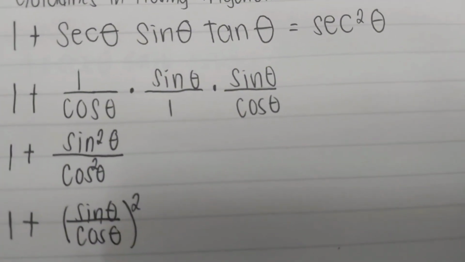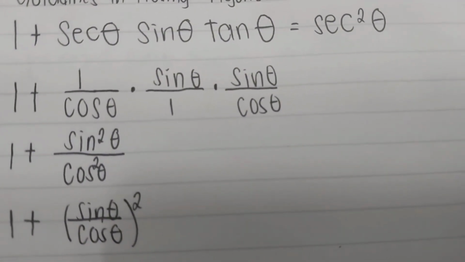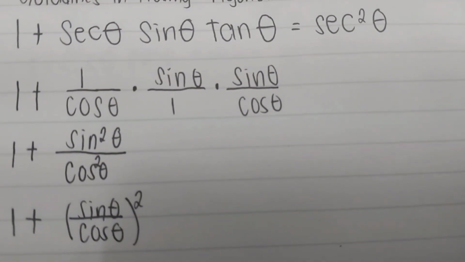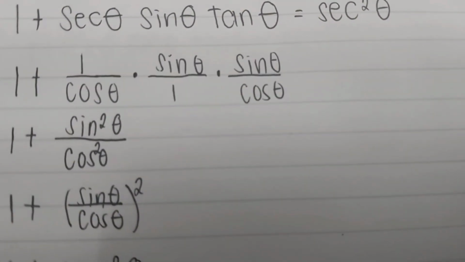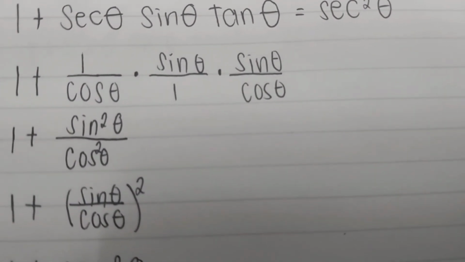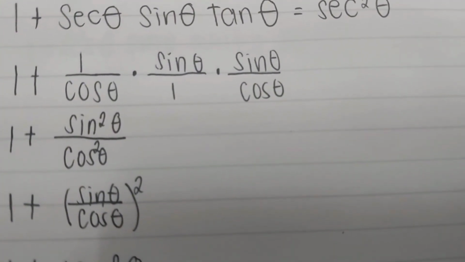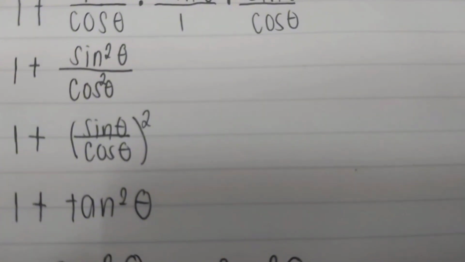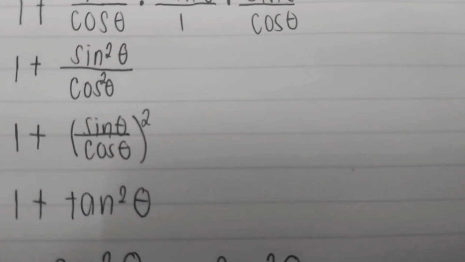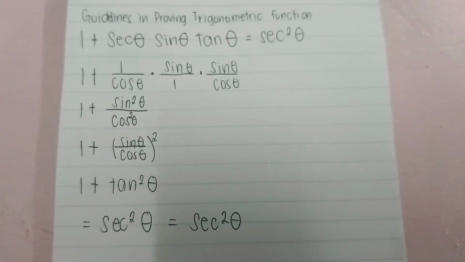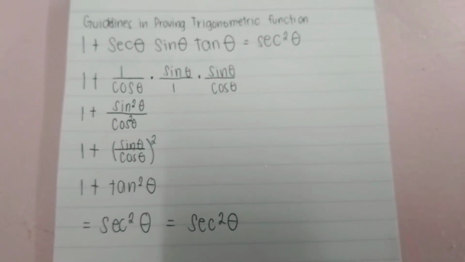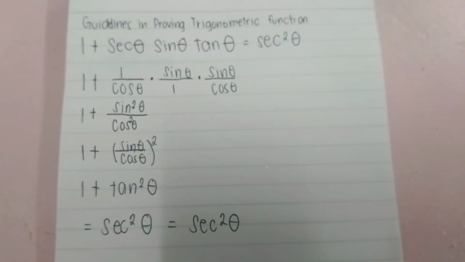And we will get 1 plus 1 over cosine times sine over 1 and sine over cosine. After that, we will simplify it and get sine squared over cosine squared. We will rewrite it again to get 1 plus tangent squared. That is from the Pythagorean identities, which is equal to secant squared. There we prove that 1 plus secant times sine times tangent is equal to secant squared.